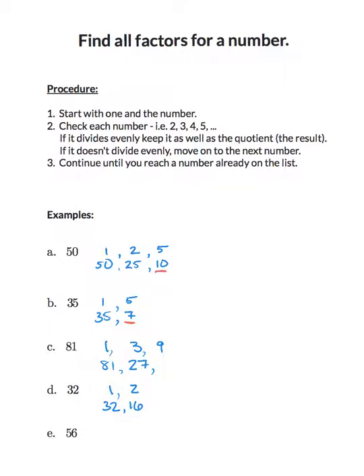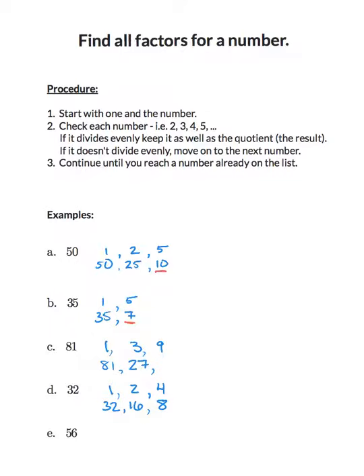32 is not divisible by 3. If you add the digits, you get 5. Since 5 is not divisible by 3, 32 is not divisible by 3. Is it divisible by 4? Yes, it is. So we can go ahead and add 4 onto our list, and if we divide 32 by 4, we get 8.